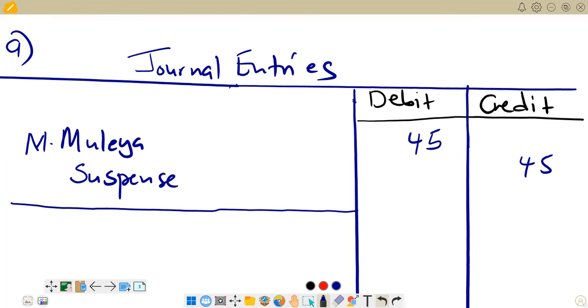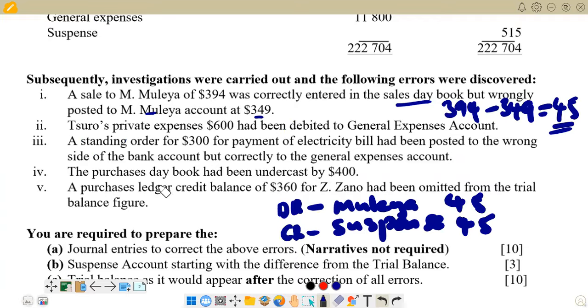We go back. The next one is saying Turo private expenses have been debited to general expenses account. You see now, this was supposed to be debited. This is private expenses. So whenever we get private expenses or private withdrawals, we call them drawings. So the account that was supposed to be debited there is drawings. We were supposed to debit drawings there.